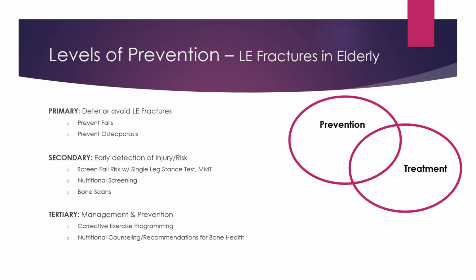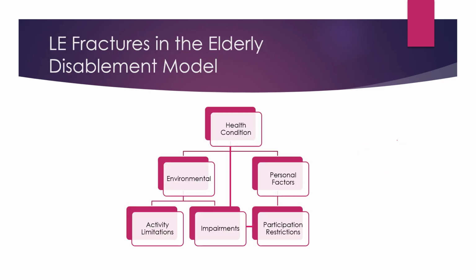You can see from the diagram that prevention and treatment are very interrelated and overlapping as we're going through to treat our patients for any condition or injury. When we look at the disablement model, we're going to be paying attention to what the overall health condition is and how it affects our patient in these different areas, from their environmental to personal factors, impairments that this causes, and then their activity and participation restrictions.